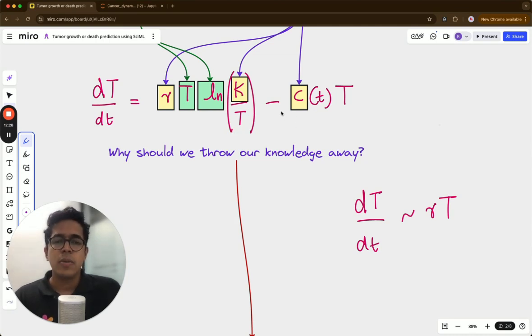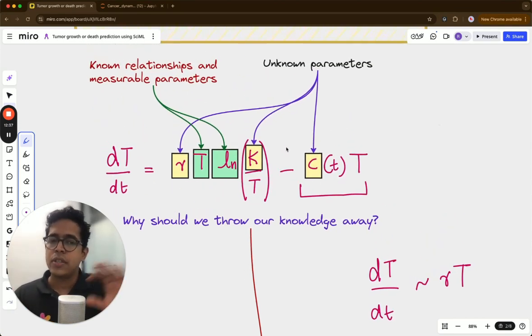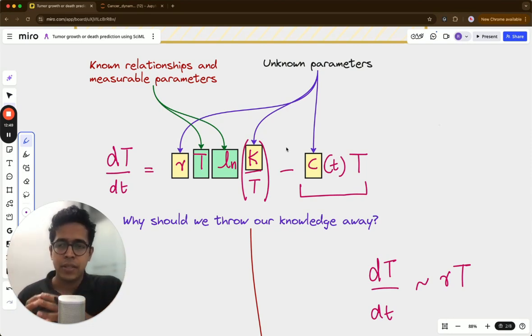Similarly, there is also a meaning for the minus C of t times T term, because if an intervention is happening, then of course it contributes negatively to the tumor growth. So why should we throw all of this knowledge away by taking a simple black box machine learning model? Because yes, I agree, we have unknown parameters, but we also have some known parameters and known relationships. So why can't we preserve that somehow?